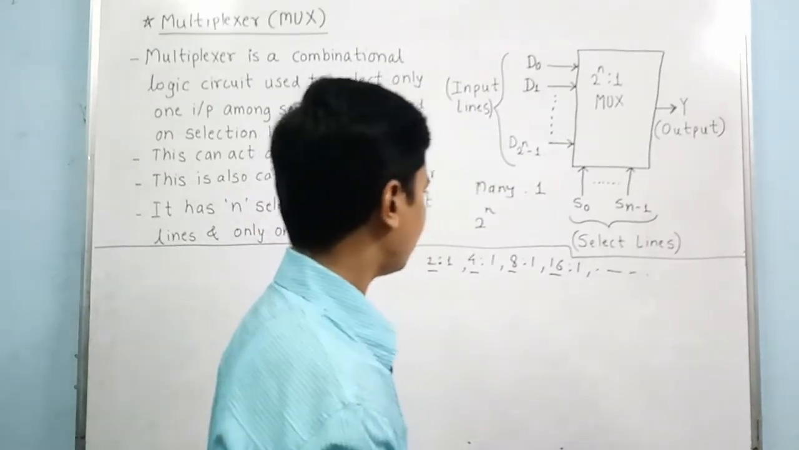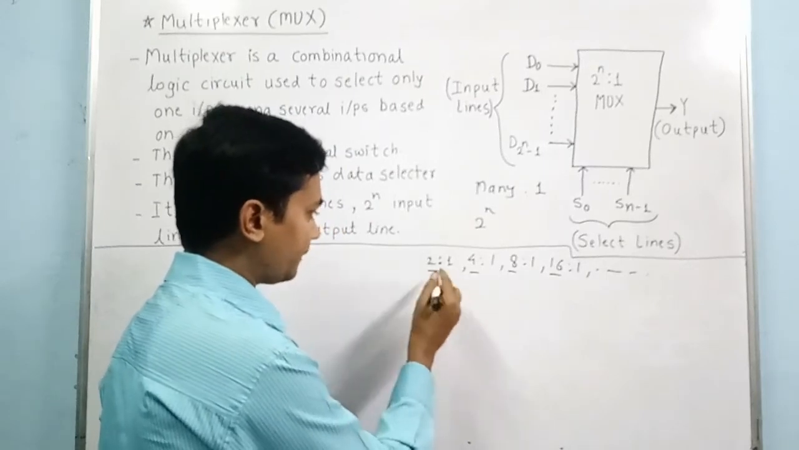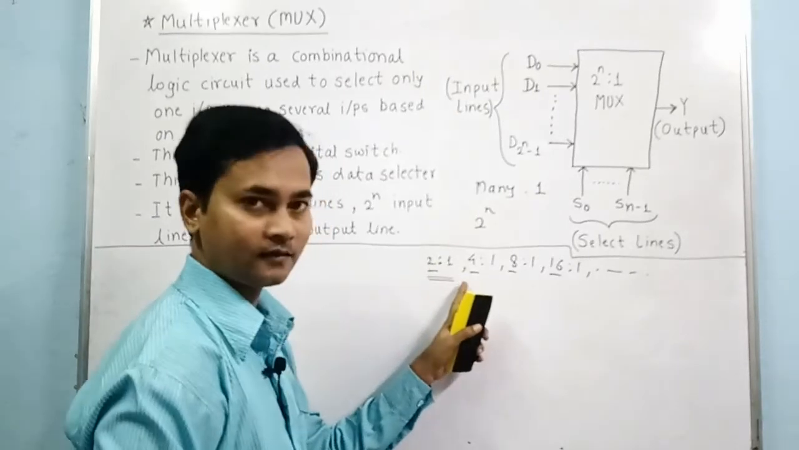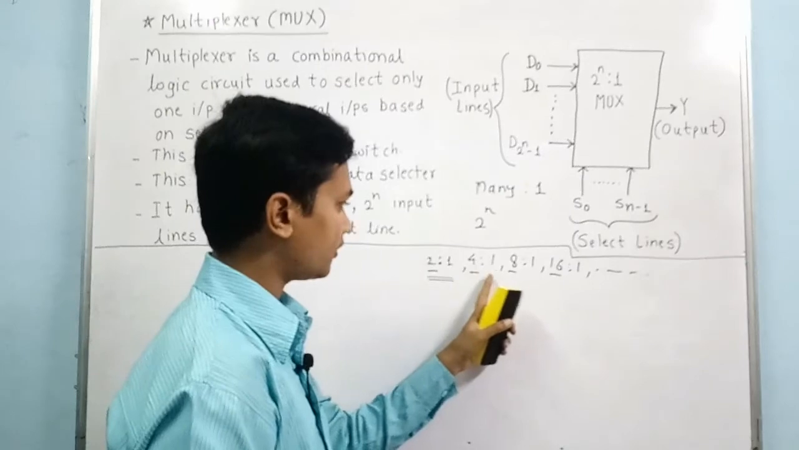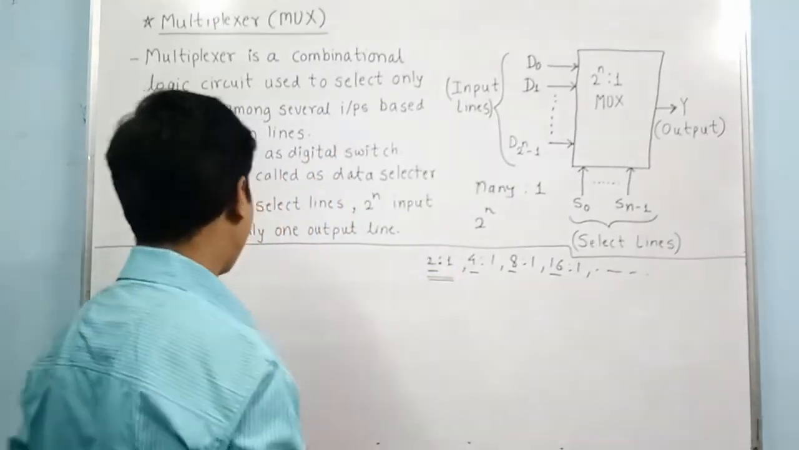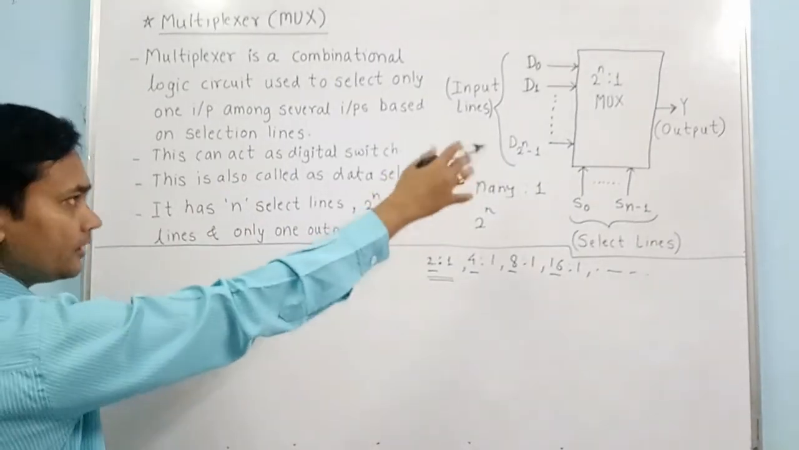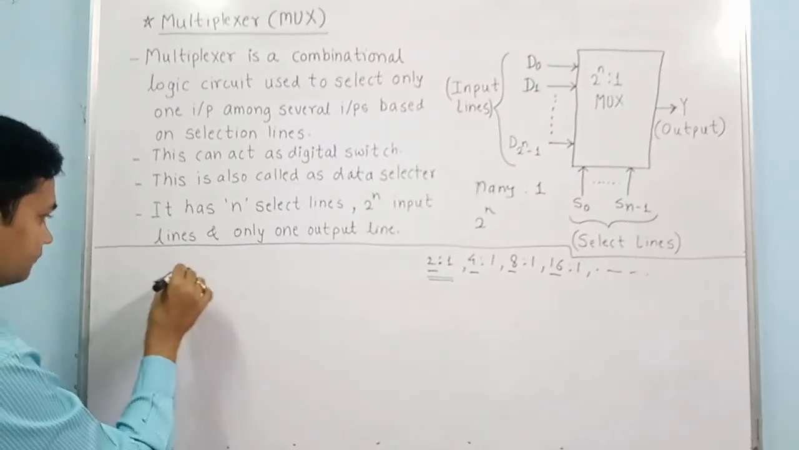Okay, so first of all we will see the implementation of the 2 to 1 multiplexer. Once you understand this 2 to 1 multiplexer, in the similar way we can implement all the other multiplexers. So first of all we will see the 2 to 1 multiplexer. The symbol of the multiplexer is shown here.